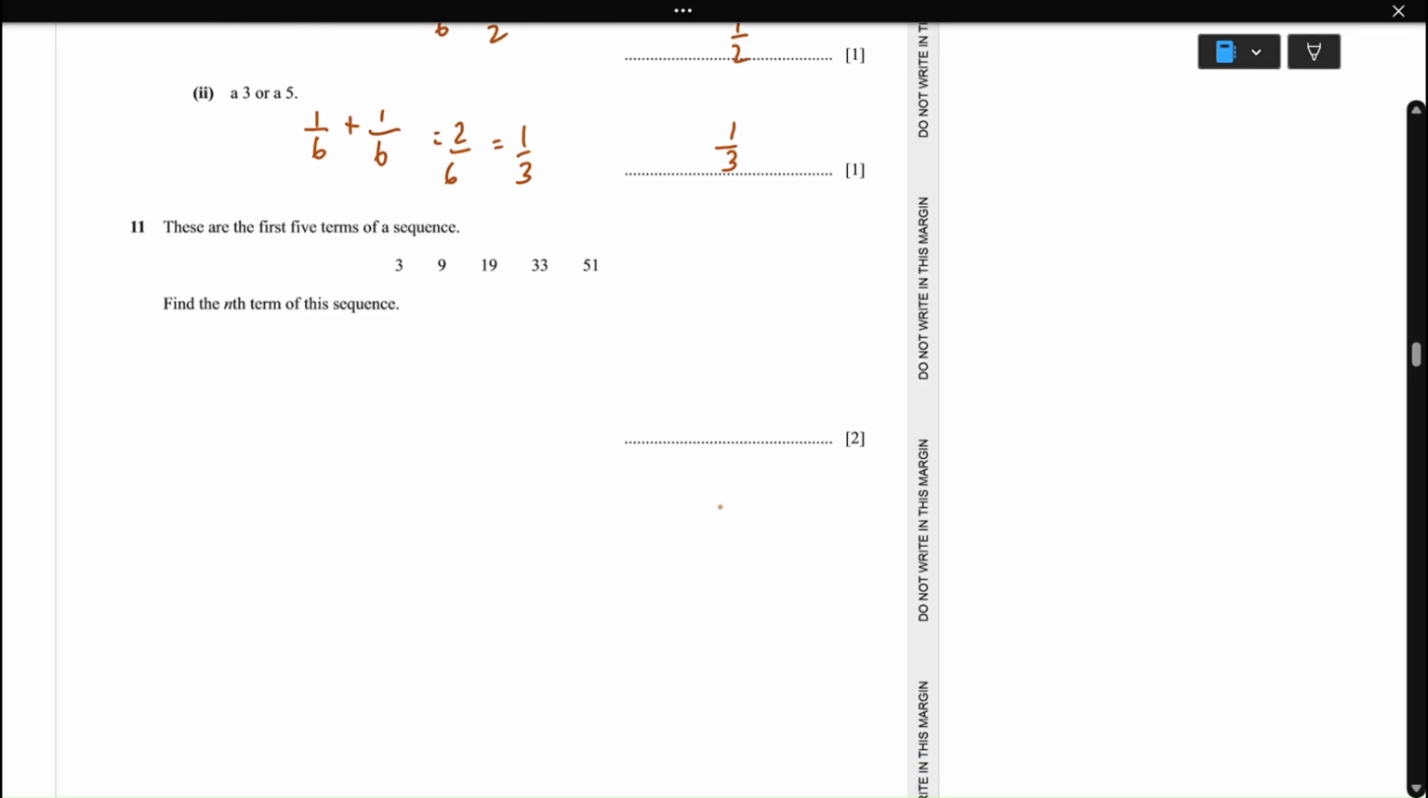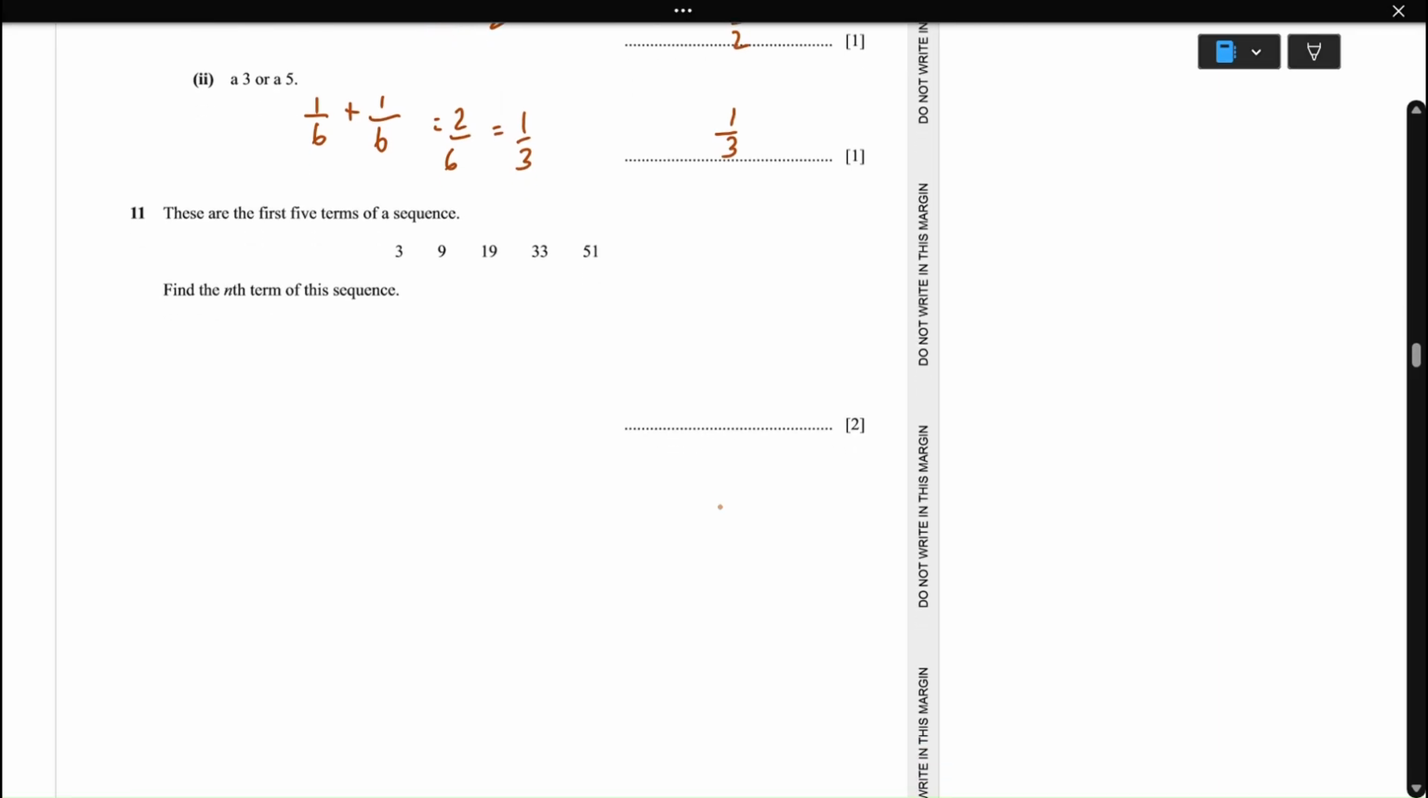Next, these are the first 5 terms of a sequence. Find the nth term of this sequence. Okay, this is not an arithmetic sequence because there is not an even distance. Then this is not a geometric sequence also, so the multiplication ratio is not equal. First 3 times, when we multiply, next 9 times 3 is going to be 27. It's not going to be a geometric sequence also.